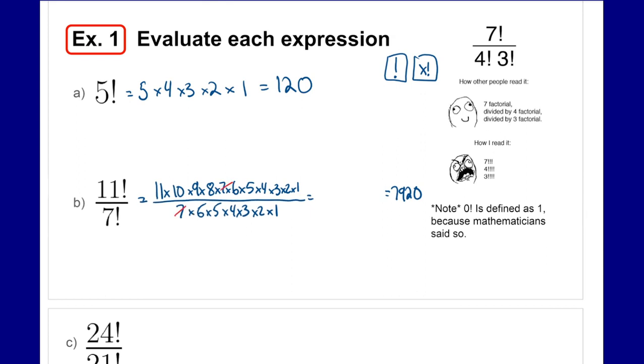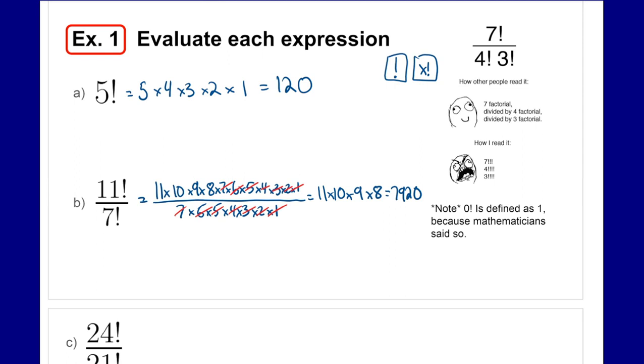So I can cancel out a 7 and a 7, a 6 and a 6, a 5 and a 5, and so on, until all that's left is 11 times 10 times 9 times 8, which equals 7,920.